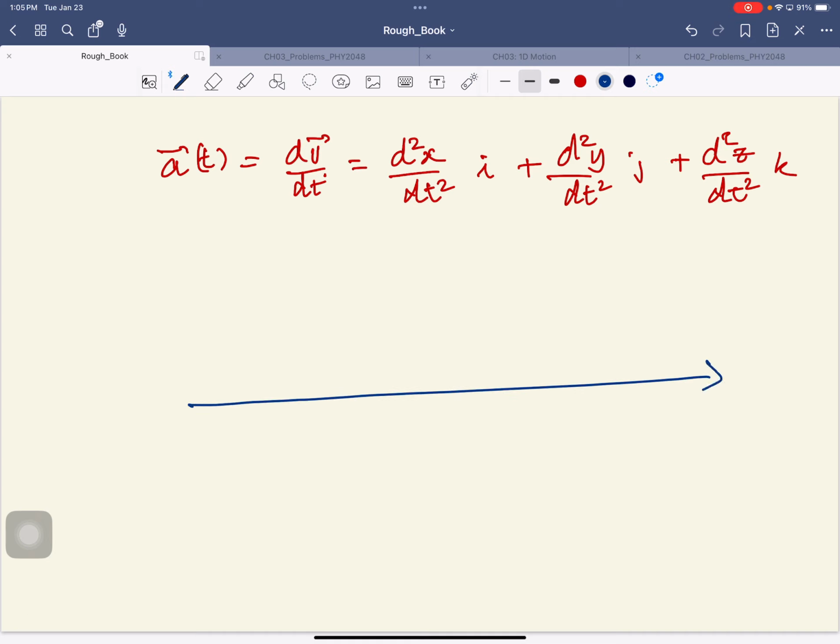Here is 1 dimension. Let's talk about you driving on I-95. Well, you can either go north or south. So this is plus 5 meters per second, and this is minus 4 meters per second. So the sign gives you the direction. It's not a number. The sign tells you the direction.